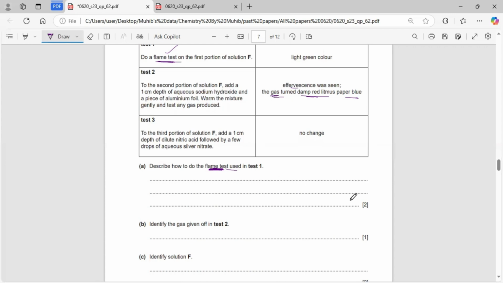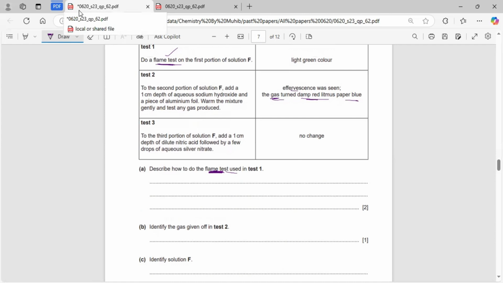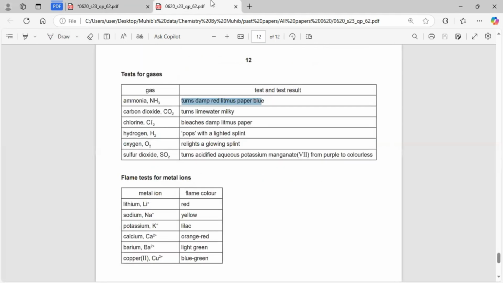We had the 11 and 9 classes perform it, whereas 10T was left out because their syllabus was more pending. So that's why I will be sending the video; 0620 is the code, S23 means the paper of 2023. QP stands for question paper, and 62 is the code for identifying the gas given off in test 2, right? Test 2 means the gas is turning damp red litmus paper blue. So this is given, so the gas is ammonia, right?